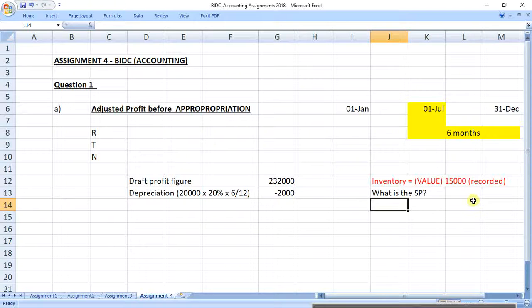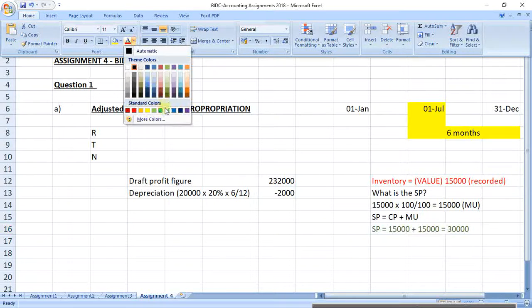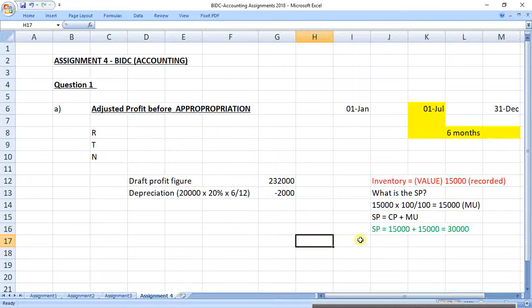Okay, so what is the selling price of 15,000? Well, let's work it out. 15,000 times, okay, what is the markup? 100%. So 100 over 100, which is 15,000. Okay, that's the markup. Right, selling price equals cost price plus markup. So selling price equals 15,000 plus 15,000 gives you 30,000. Okay, so do I know how much this inventory sells for? Yes. The inventory sells for 30,000.